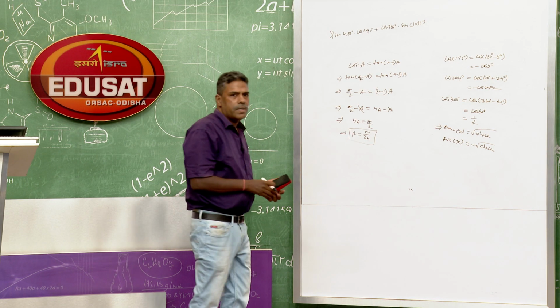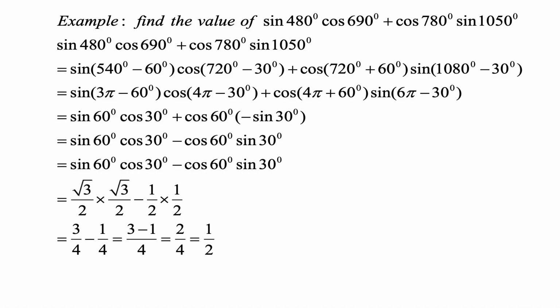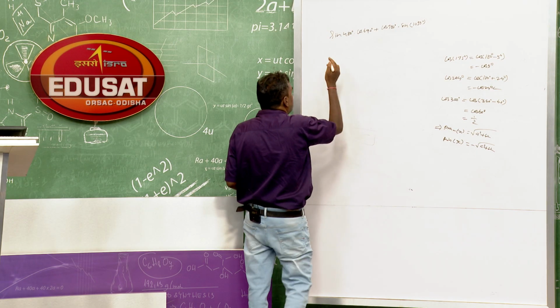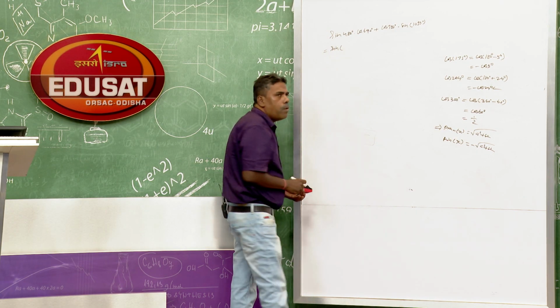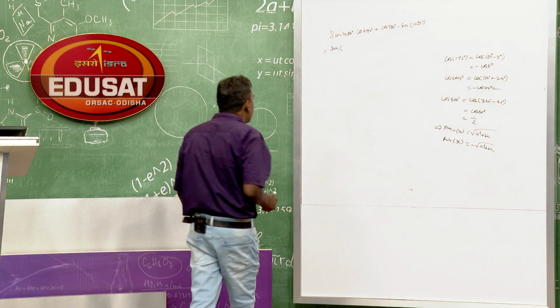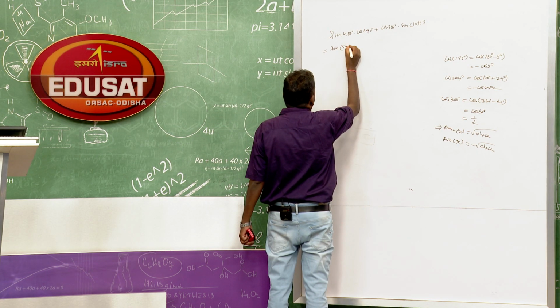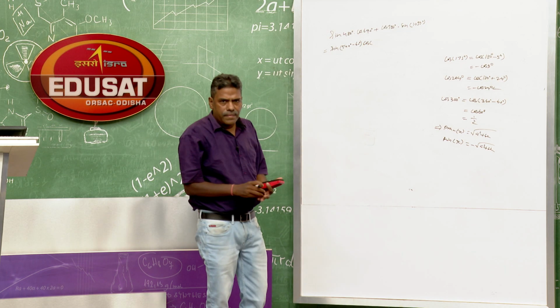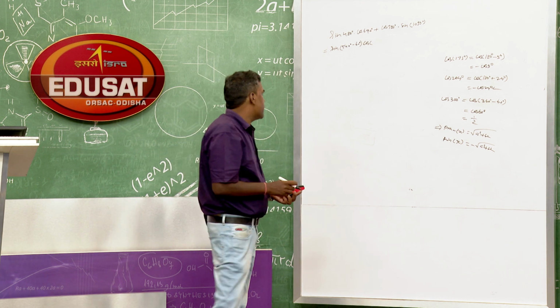Find the value of sin 480° cos 690° + cos 780° sin 1050°. So, that is equal to sin 480°, that is sin(540° − 60°), times cos 690°, that is cos(720° − 30°).